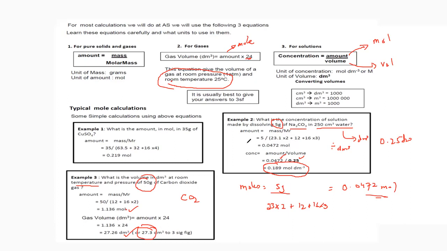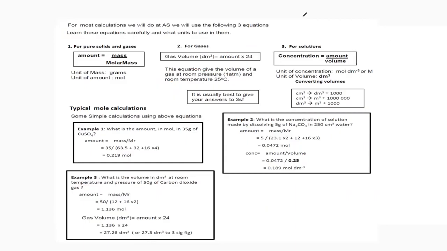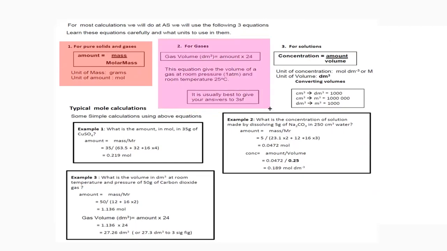So these are the 3 examples related to the formulas. Number 1, moles equal mass in gram divided by molar mass, usually used for pure solids and gases. The second one, volume of a gas equals moles or amount multiplied by 24. And the third one, for solution concentration, equals moles or amount divided by volume, but the volume should be in decimeter cube.